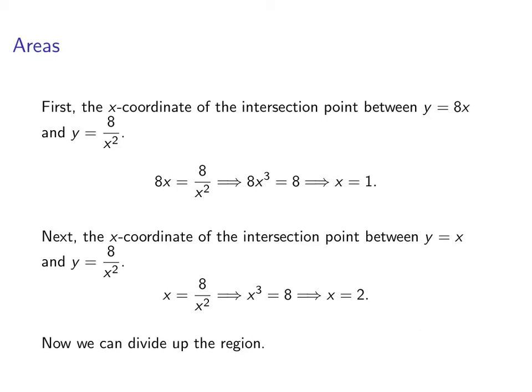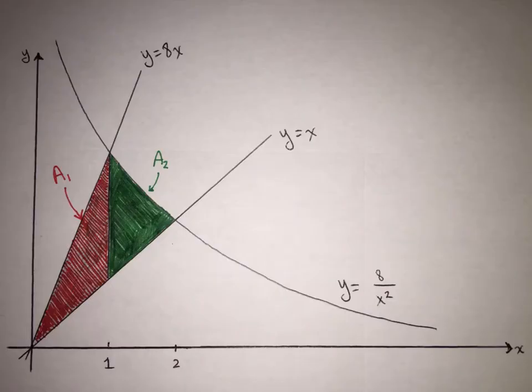So now let's divide up this region, and I've got a new picture that I want to look at. All right, so now it looks like this. I've got two different regions, call them A1 and A2. Notice that you can see the x-coordinates of those intersection points, that was 1 and 2. And I've divided them up into two different regions because for each region, the top bounding curve is different.